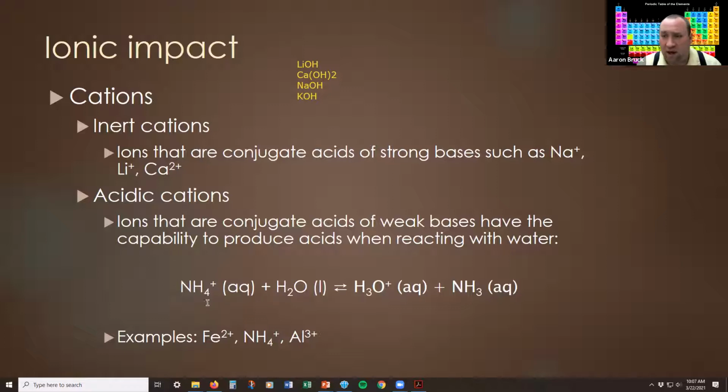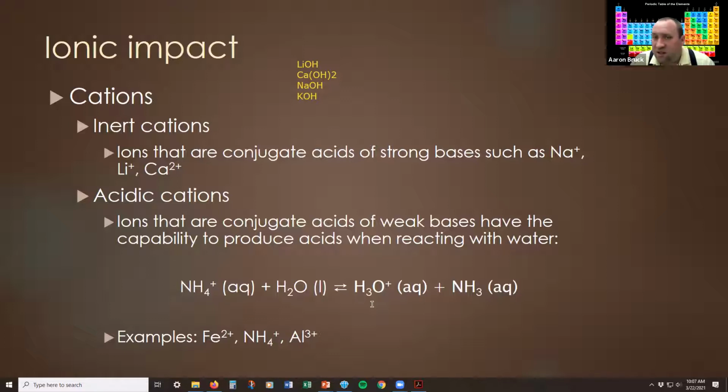And that ammonium ion, because the ammonia is a weak base, has acidic character toward water and will cause water to accept this extra H plus and form an acidic solution. Now, the other place where we tend to see these are in your metallic hydroxides.